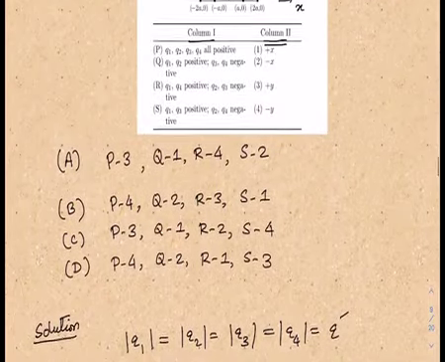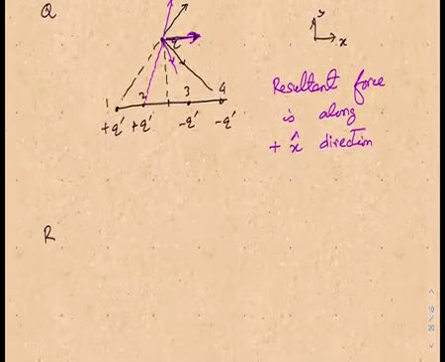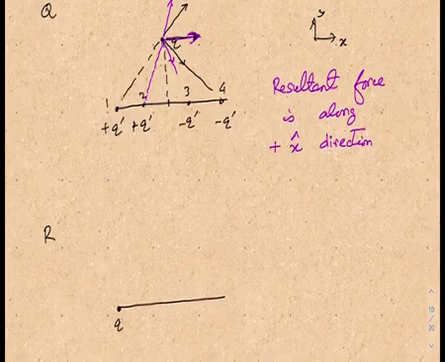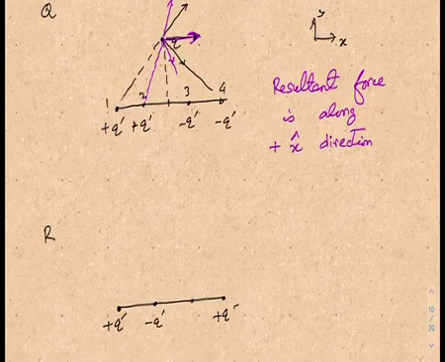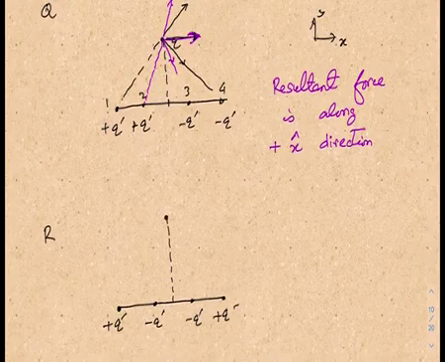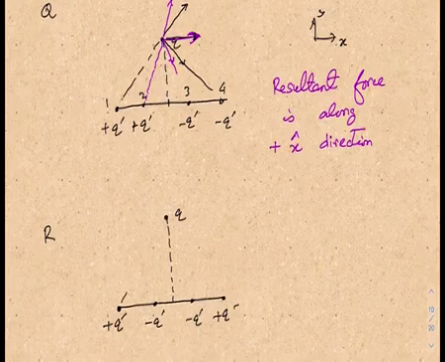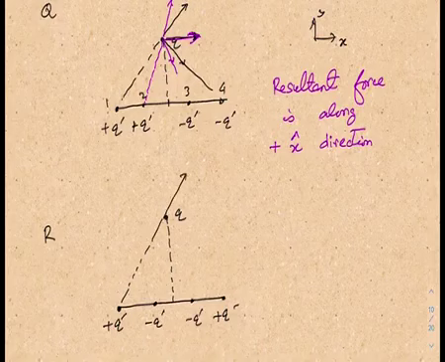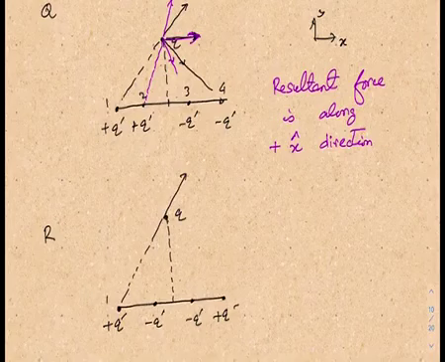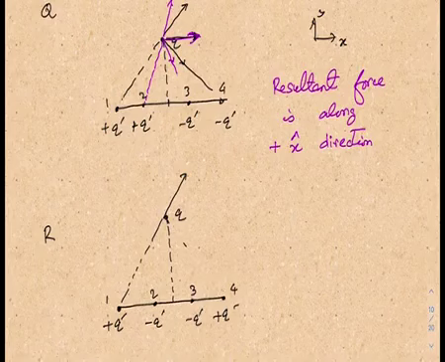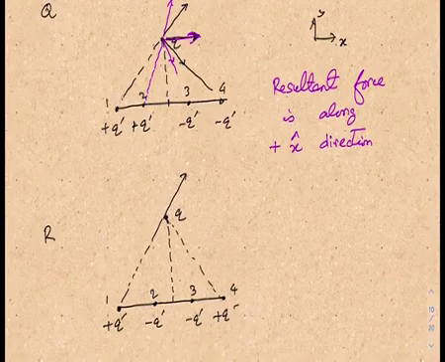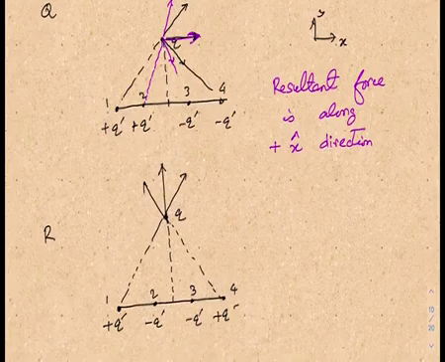q1, q4 positive, q2, q3 negative. Again the same analysis: the force would be along this direction because of this, and because of the charge at position 4, this would be along this direction, so the resultant would be along this direction.